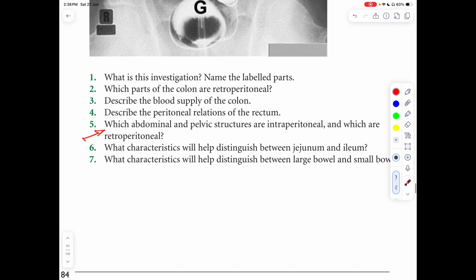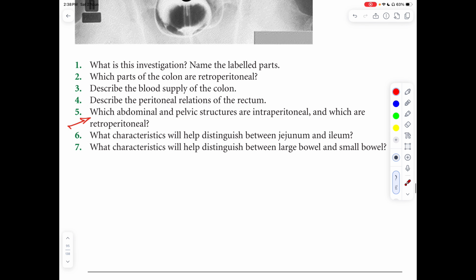Distinguishing large bowel and small bowel. Large bowel obstructions: appendix, and there is taenia coli as well as large lumen.